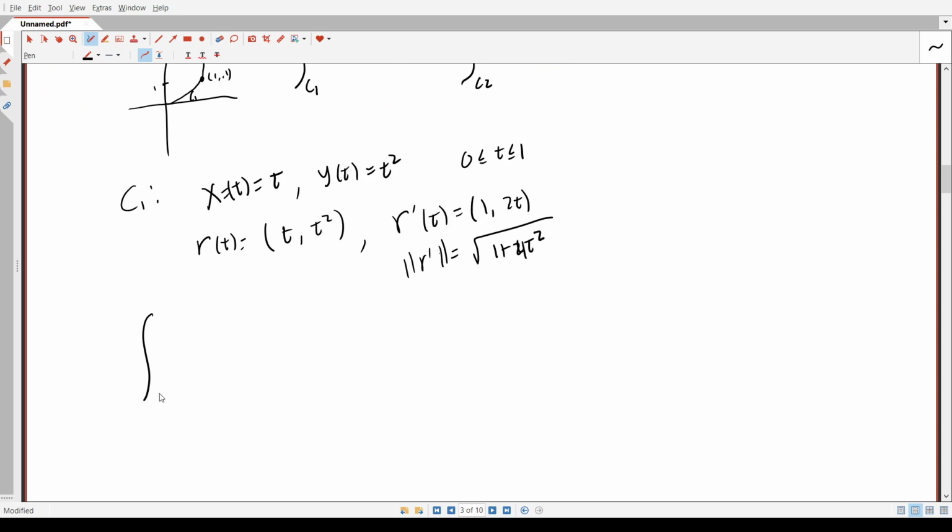Okay, so here t goes from 0 to 1, and then we integrate our function, which was 2x, so I'm going to put 2t, times the norm of r prime, which is the square root of 1 plus 4t squared dt.